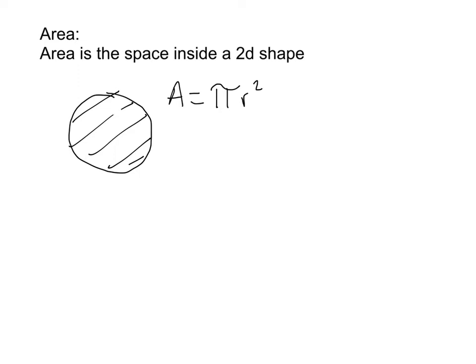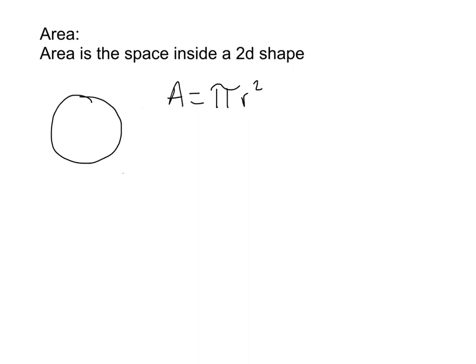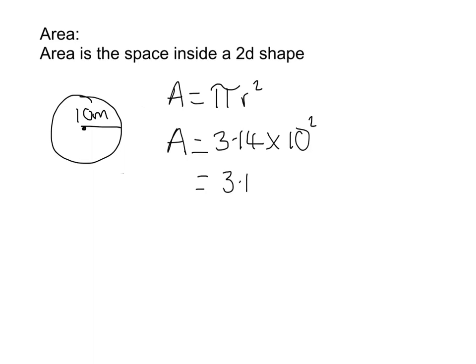So if I give you an example, if we draw a circle, and this circle has a radius of 10 metres, well, the area will be given by 3.14 times 10 squared, which is 3.14 times 100, which is 314. But because it's area, our units are squared, meaning it's metres squared.